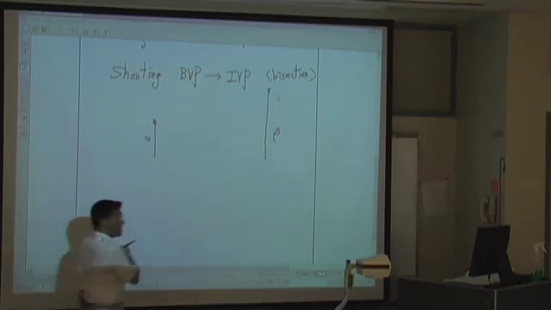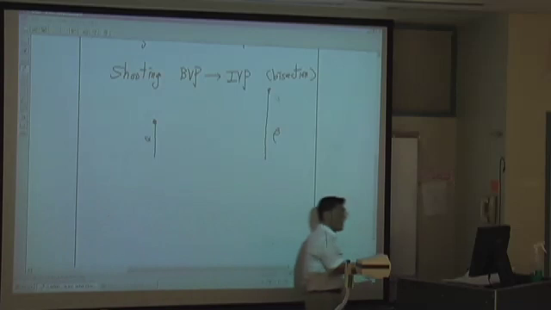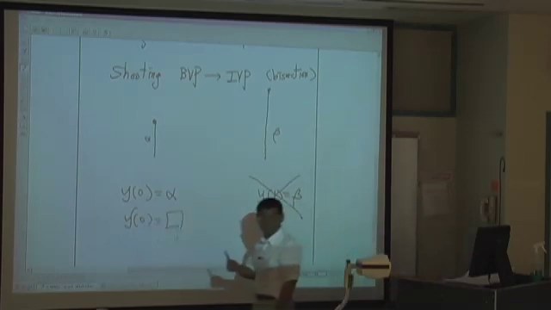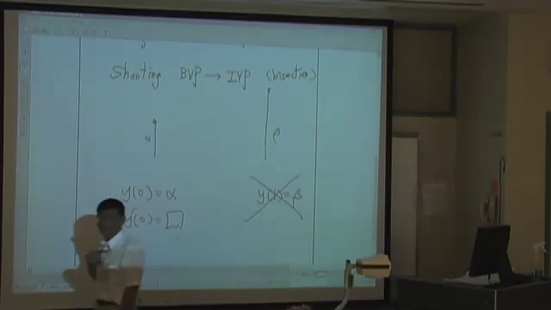How? Initially, the boundary value problem has y of 0 equals alpha. Y of 1 is beta, right? So these are given by the problem. But what we need is not this one. What we need is y prime of 0. Do you follow me? Y prime of 0 is not given.